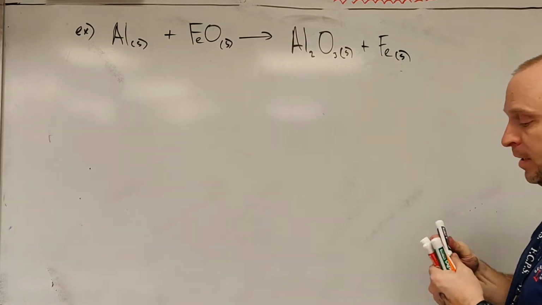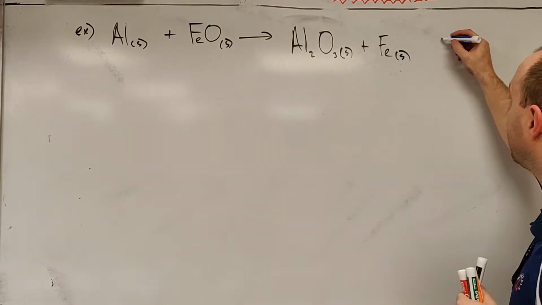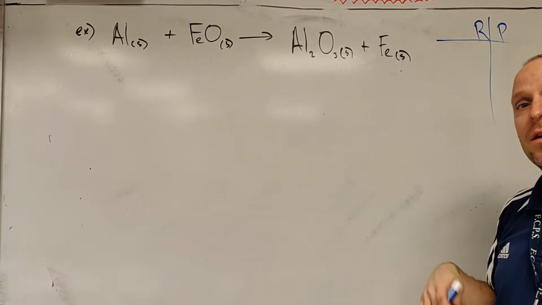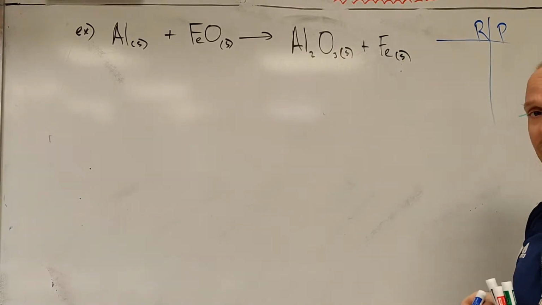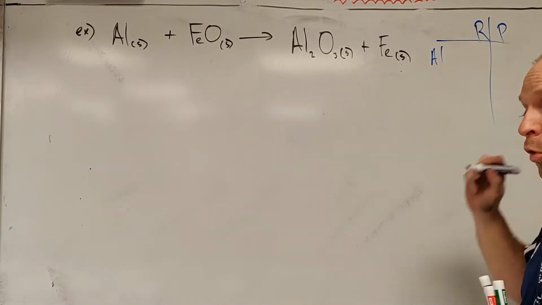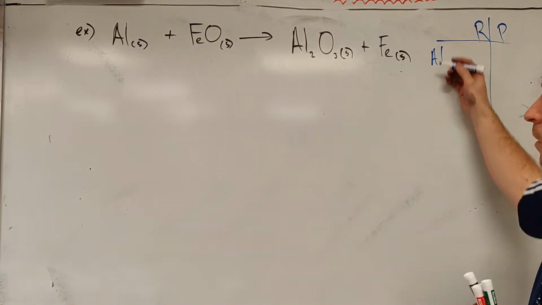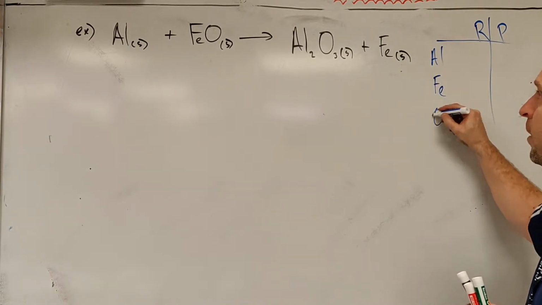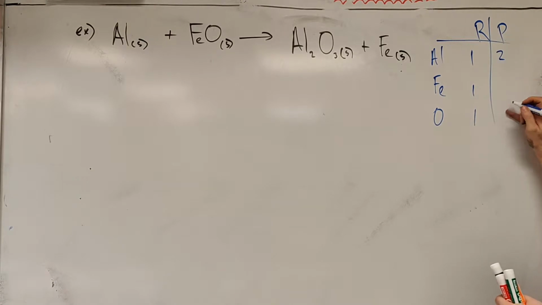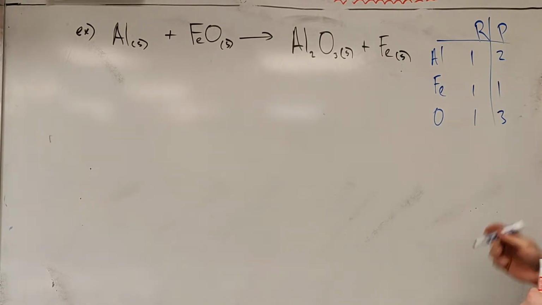This is not balanced as written, so let's go through the steps of that. I know it's really frustrating to set up a table of reactants and products. Part of science is describing the process in such a way that anybody can see what you did and proving what was done in a logical way. We've got aluminum, we've got iron, and we've got oxygen. 1, 1, 1. Product side, though, we have 2 aluminums, 3 oxygens, and 1 iron still.